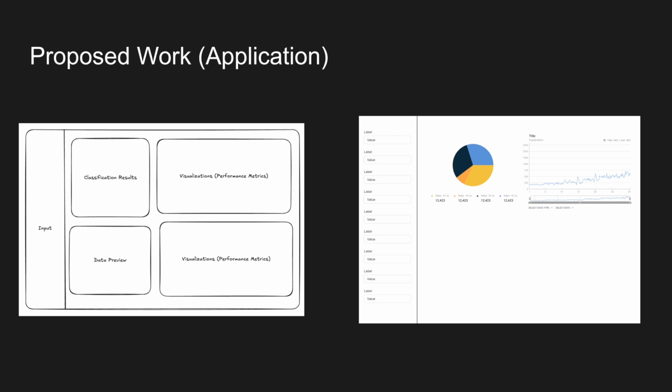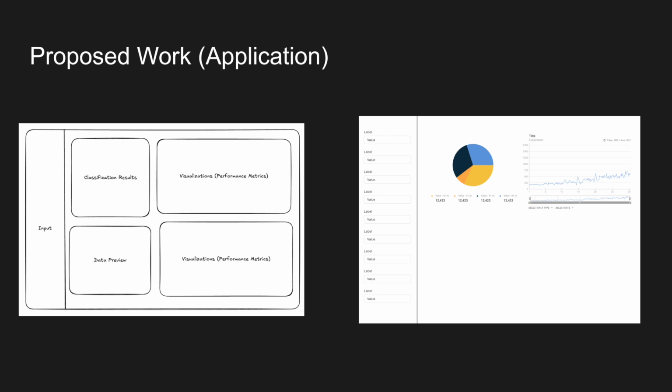The first is we wanted some type of way to take an input. The second is the result of those inputs, so the classification results. Third, maybe a data preview, and we also wanted a visualization, some way of visualizing the actual performance of the 3 methods we had and provide a little bit of justification on why we picked 2 out of the 3.